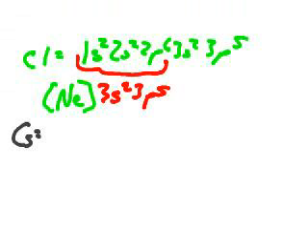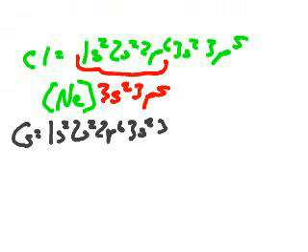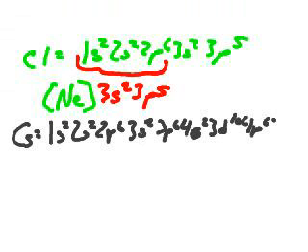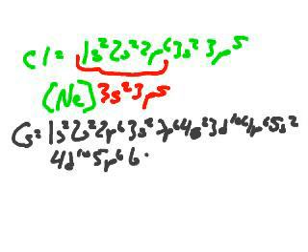Alright, cesium would be 1s2, 2s2, 2p to the 6th, 3s2, 3p to the 6th, 4s2, that's an s2, 3d to the 10, 4p to the 6th, 5s2. Where's cesium at? Alright, we keep going: 5s2, 4d to the 10, 5p to the 6th, 6s, and cesium is 6s to the 1. So that would be cesium writing it out.